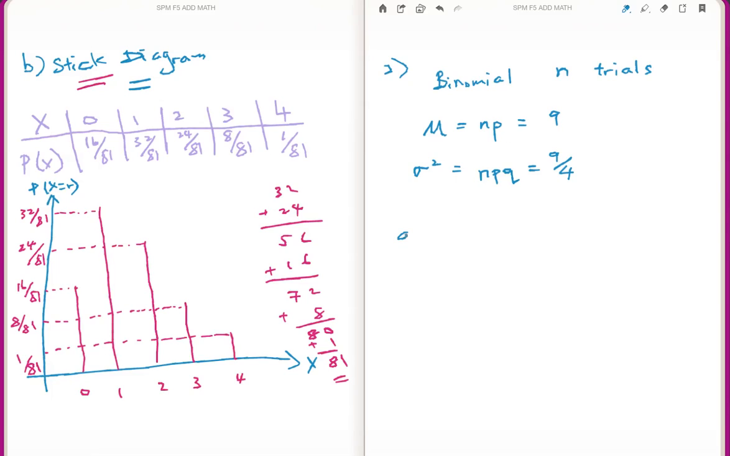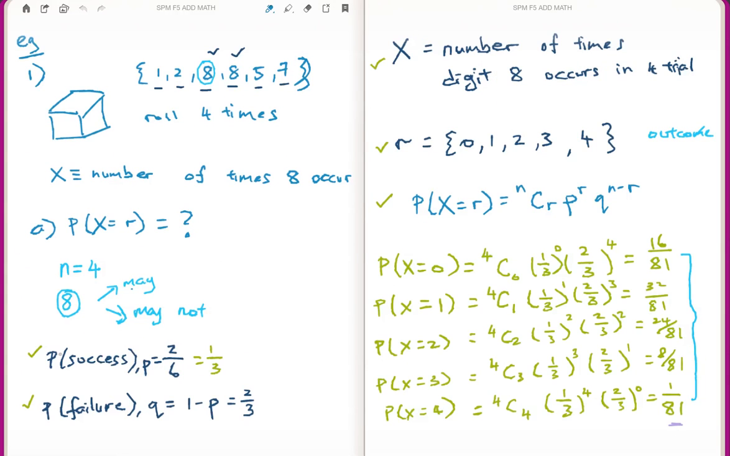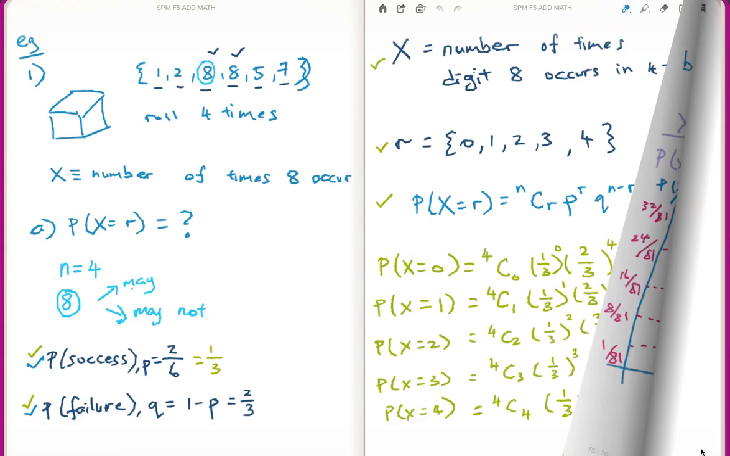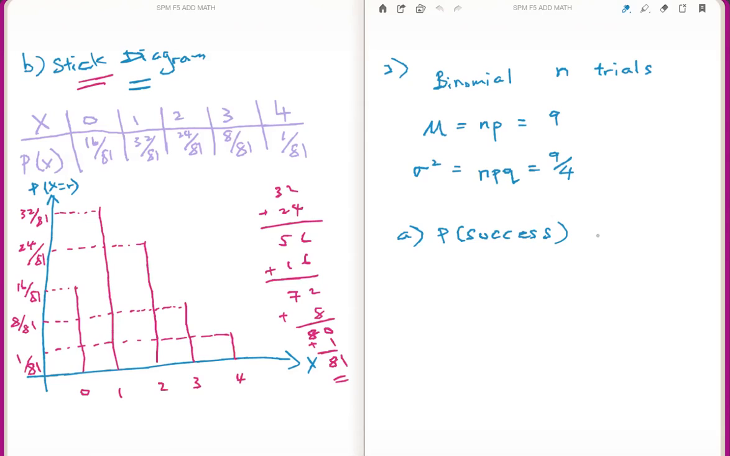So they ask, first part, what's the probability of success? Because if you want to start with binomial, first of all you need to find out the probability of success. That's the basic rule I've shown you earlier. In order to tackle this question, first find out the success probability and the failure probability. So they ask, what's the probability of success? There's a p and q involved here.